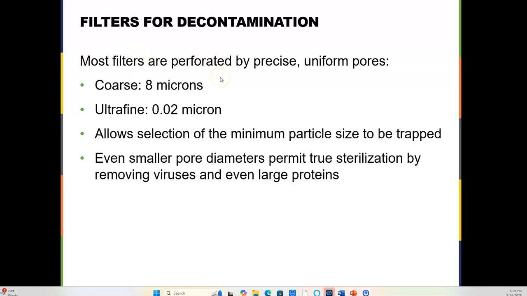Most filters are perforated by precise uniform pores. So coarse would be 8 microns, and then ultrafine would be 0.02 microns. This allows selection of minimal particle sizes to be trapped. Even smaller pore diameters permit true sterilization by removing viruses and even some proteins. You've got to be careful what you're trying to get out of there.